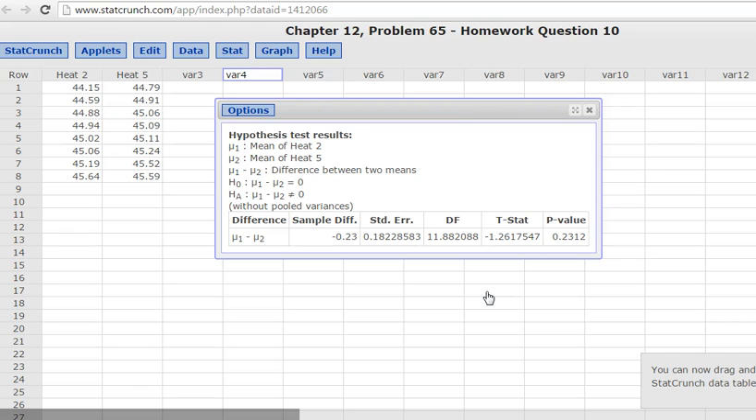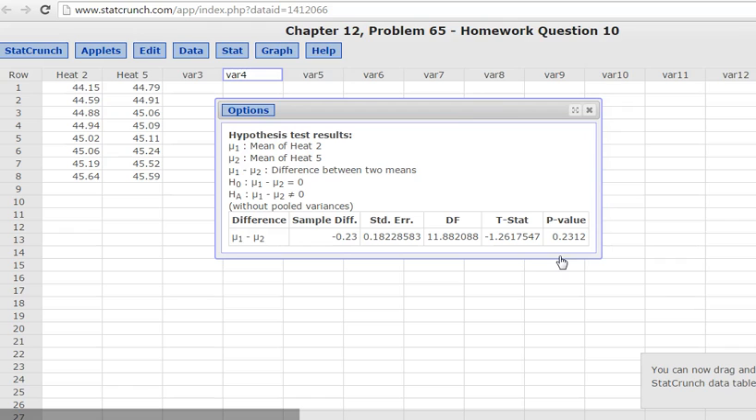So there you go, and what we see is that the test finds that the difference between the sample means is negative 0.23. Our degrees of freedom are 11.88. Our t-statistic is negative 1.262. And our p-value is 0.2312. Now we're going to assume that our significance level is 0.05.